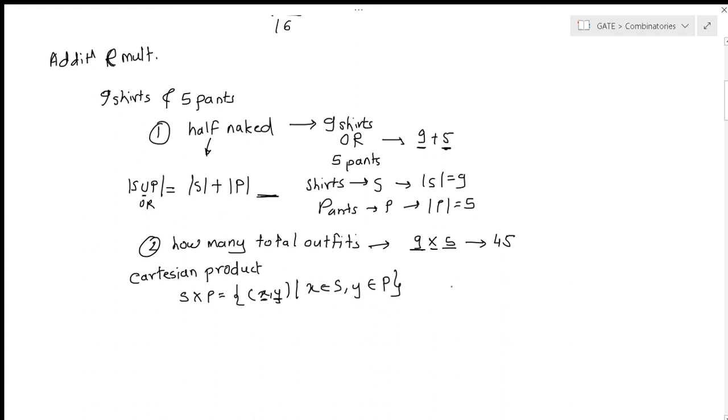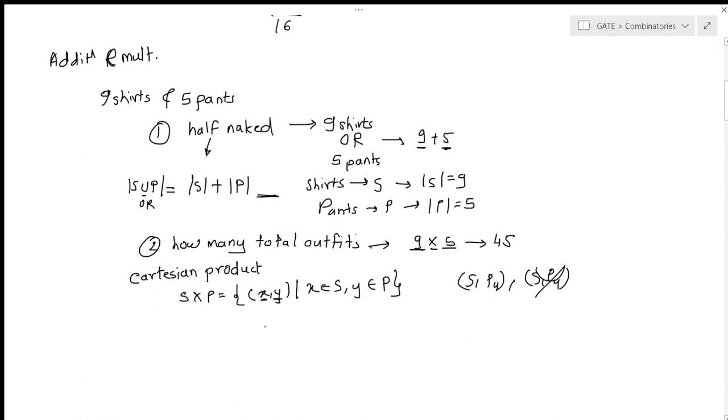Like this can't happen that you have worn the shirt S1 and pant P4. This is one of your pairs, and this has been repeated again, S1 and P4, in the set. No, it's not possible because a set won't allow duplicates. Now, intuitively, how can you think?